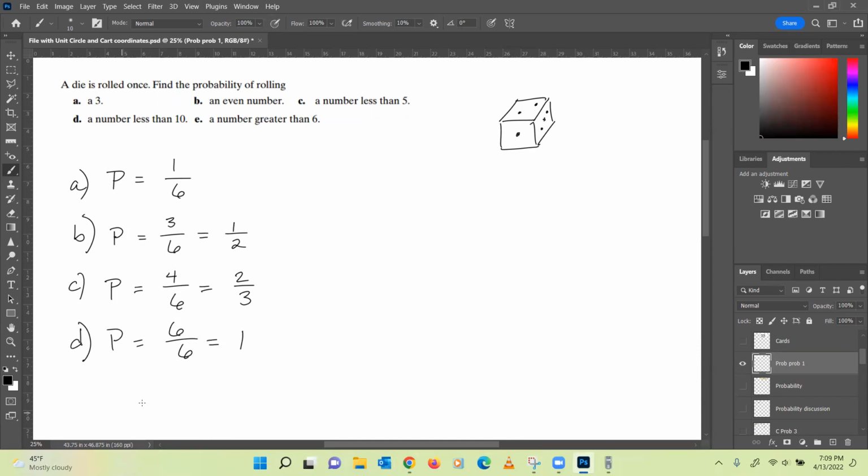And for E, a number greater than 6, how many numbers are greater than 6 on a die? 0. Out of how many possible numbers? 6. So you have a 0% chance of rolling a number greater than 6 on the die. So it's pretty straightforward like that. You just look at how many numbers fit what you're looking at and divide it by the total possible numbers.